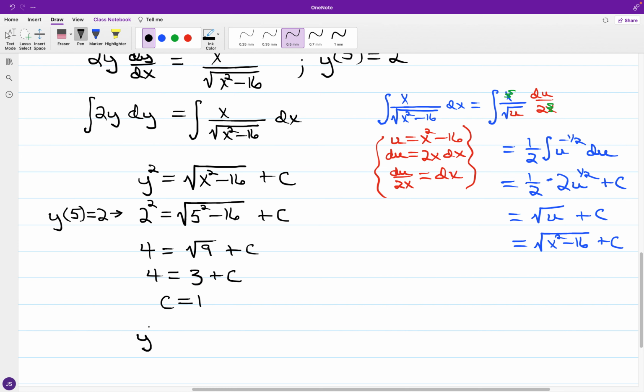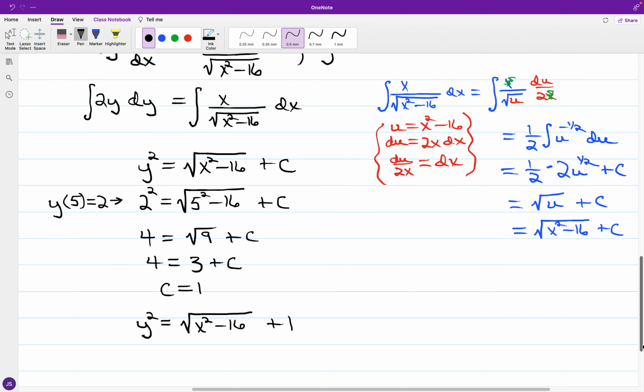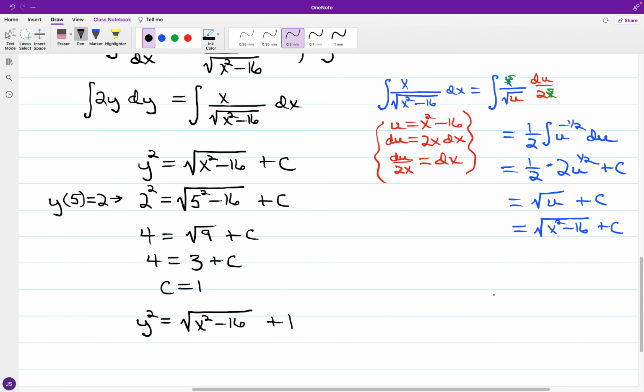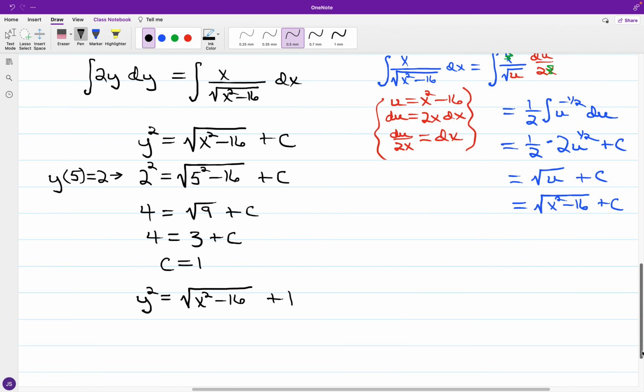Okay, and so in this particular case, we are going to have y squared equal to the square root of x squared minus 16, followed by the addition of 1. And as far as I'm concerned, that would suffice as a complete answer.